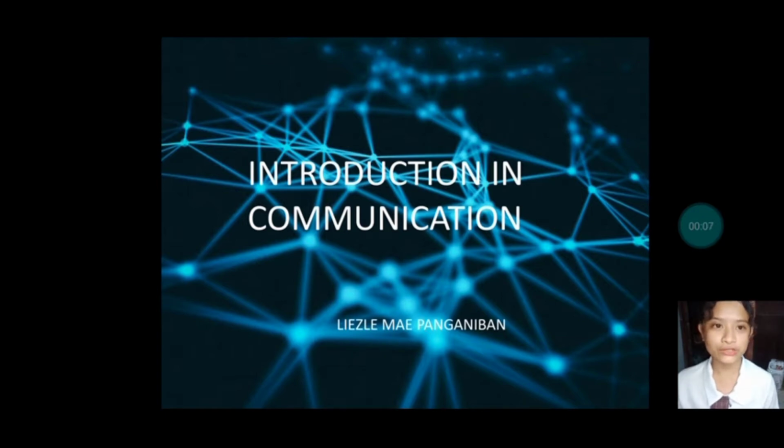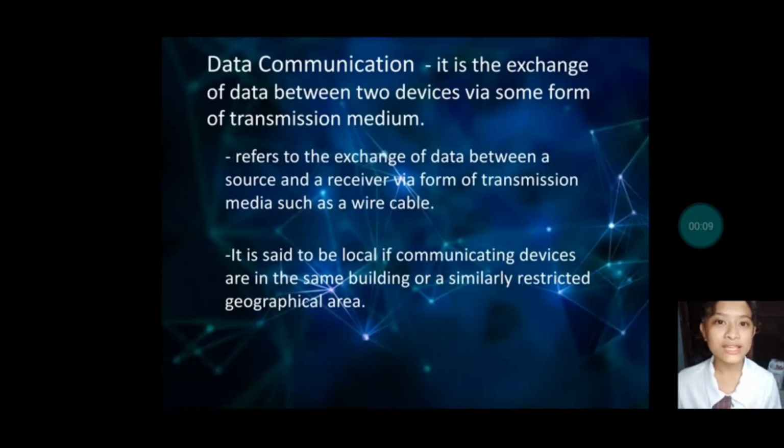Introduction to Data Communication. So, what is data communication? Data communication is the exchange of data between two devices via some form of transmission medium. It refers to the exchange of data between a source and receiver via forms of transmission media such as a wire cable. It is said to be local if communicating devices are in the same building or a similarly restricted geographical area.